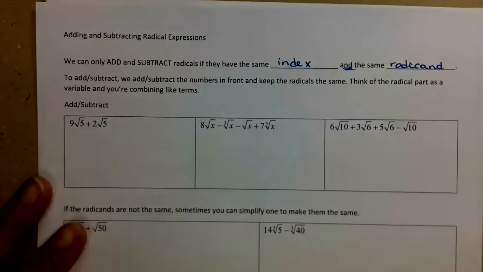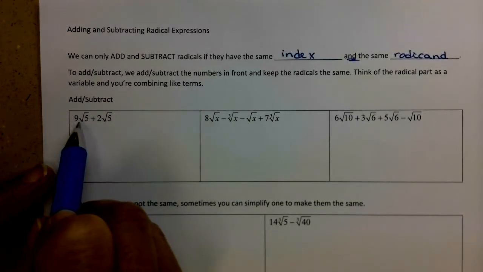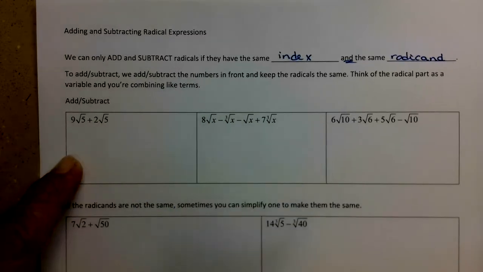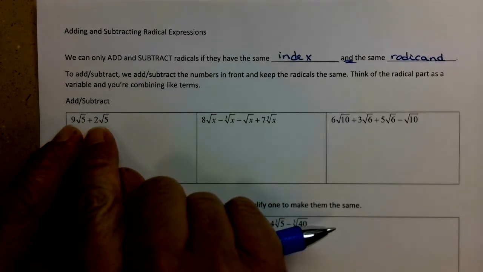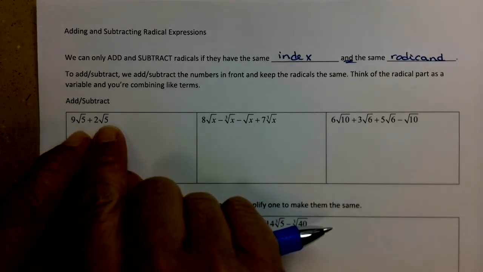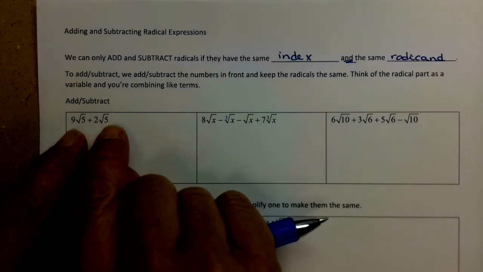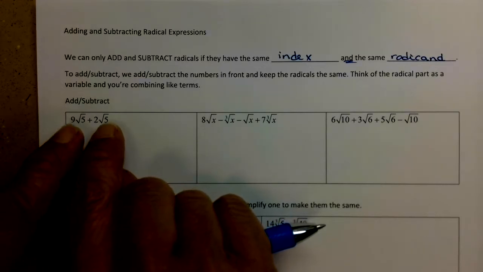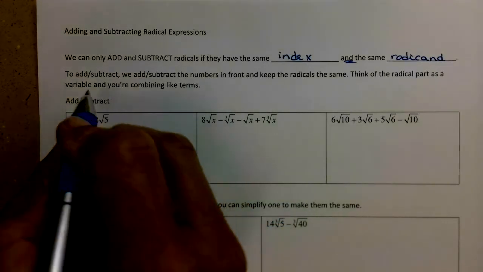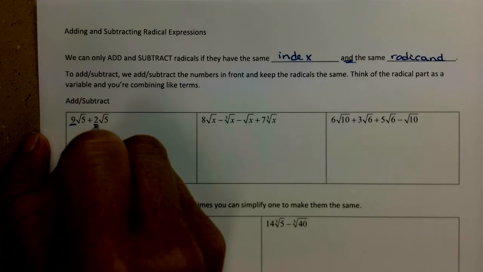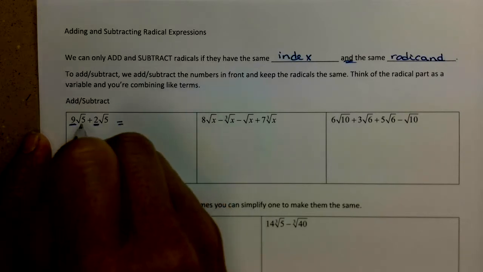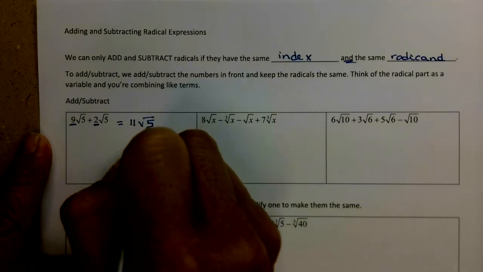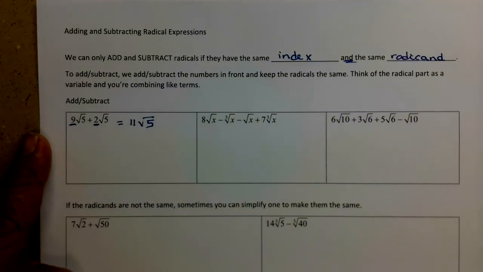So if we have 9 times the square root of 5 plus 2 times the square root of 5, look at your radical parts. Both have indexes of 2, which we can't see. The radicands are both 5. I have 2 terms that have the square root of 5 in them, so I can absolutely add those. The square roots of 5 stay the same, and I just add those numbers in front. So 9 square roots of 5 plus 2 square roots of 5 is 11 times the square root of 5.